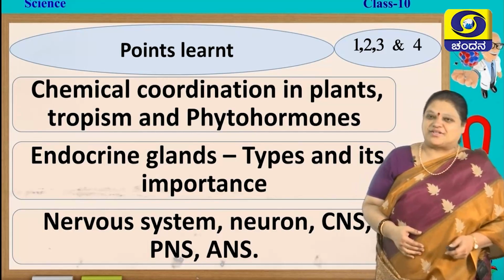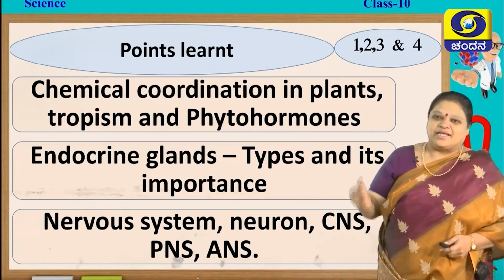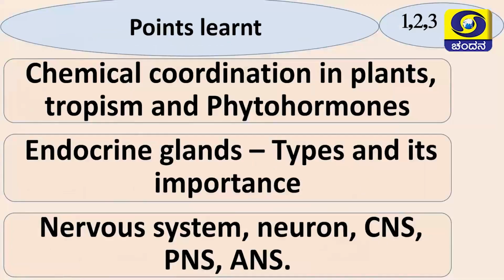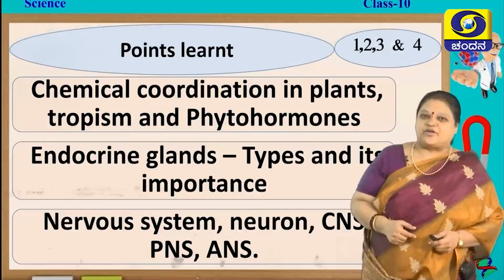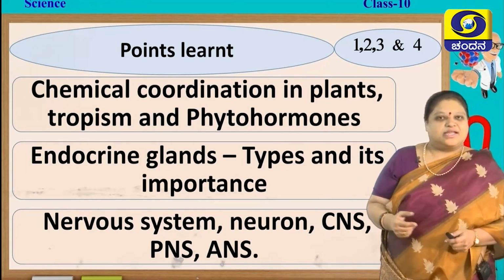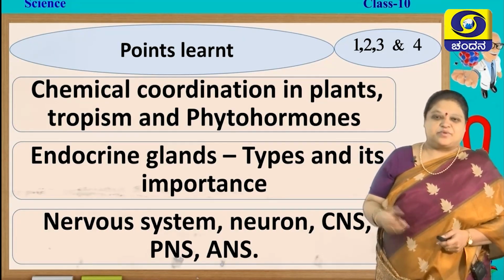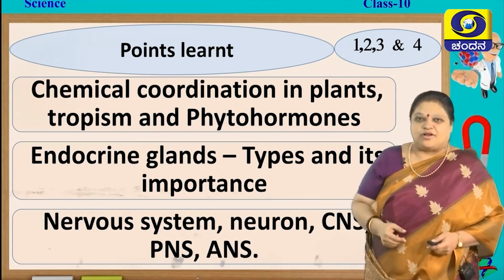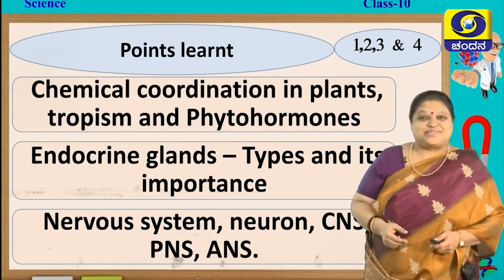So, till now what all we learnt, let us recap it. Chemical coordination in plants, tropism and phytohormones. Next we studied about endocrine glands, its different types and its importance. Finally we studied about the nervous system, neurons, CNS, PNS, ANS. We have studied all those. Then what are we going to study today?